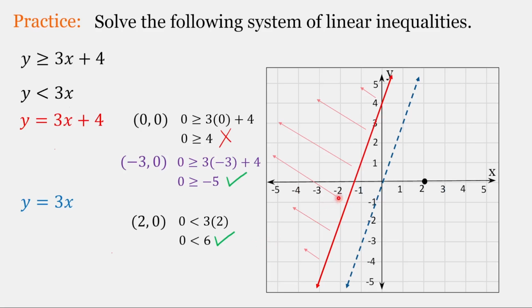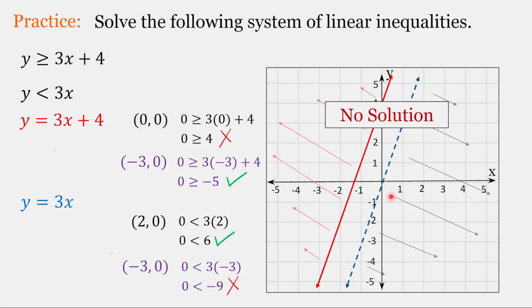But let's confirm by testing a point on the opposite side of the boundary line. And negative 3, 0 will work for that. So testing negative 3, 0, that results in a false statement. So we're going to shade down and to the right of the second boundary line. These two inequalities have no region that overlaps. So this system has no solution.